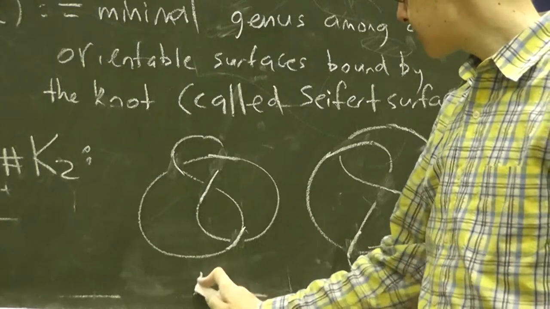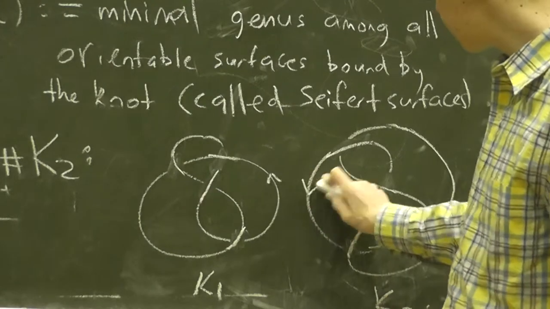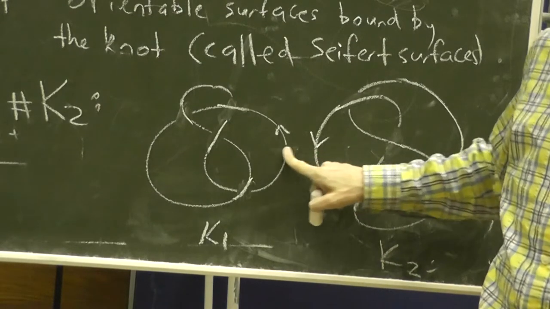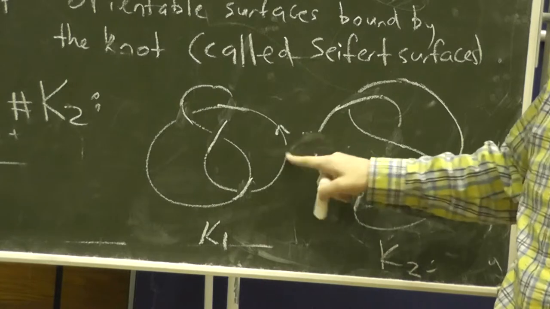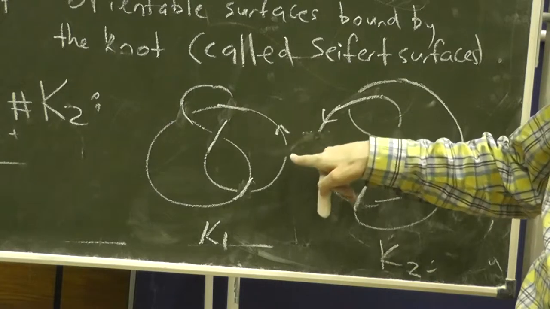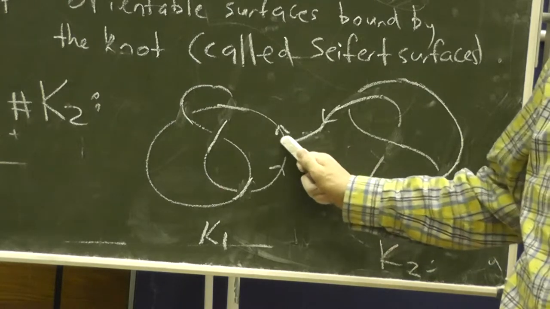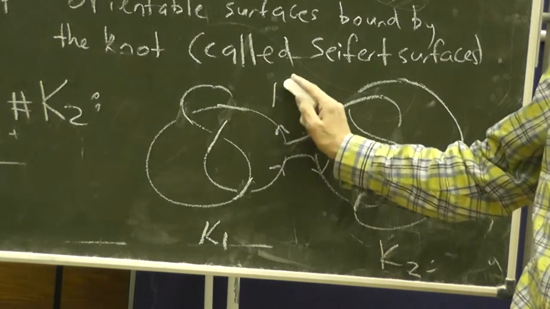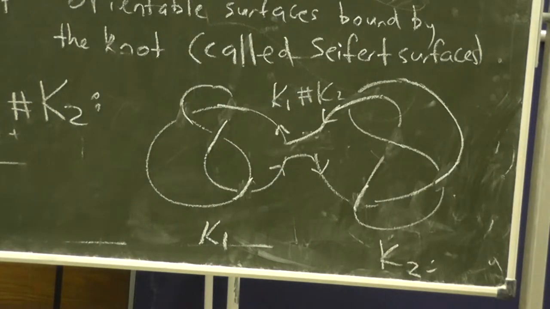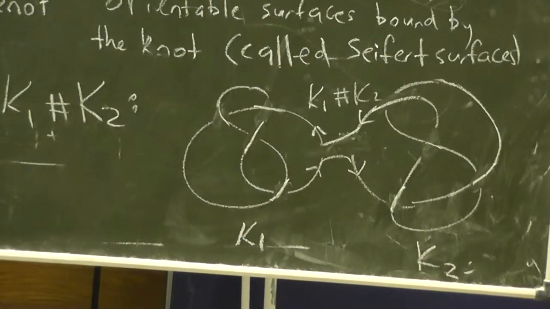So if you have two oriented knots, K1 and K2, then the connect sum of these knots means you delete a point from each, and you connect the two strings so that the orientations are consistent. This is the connect sum of knots, and our formula gives us the genus of it. So we're proving this formula.